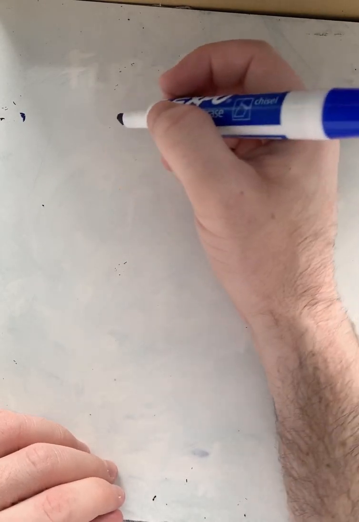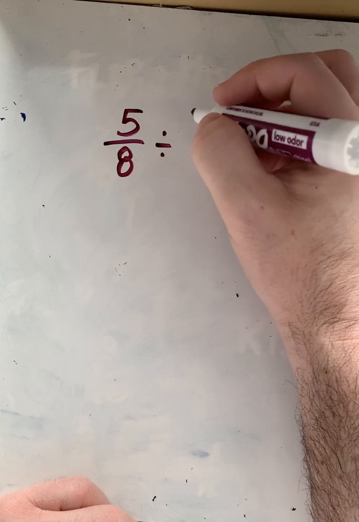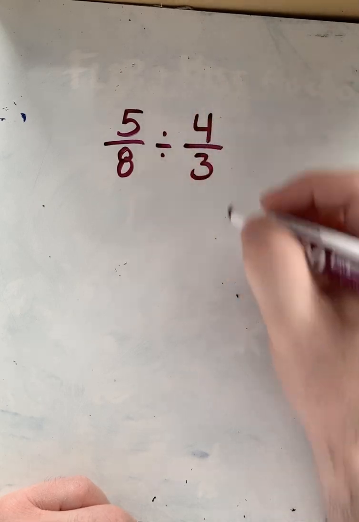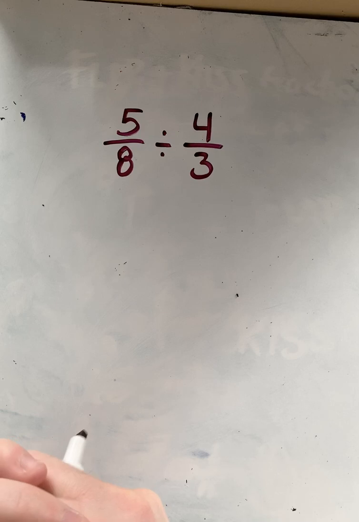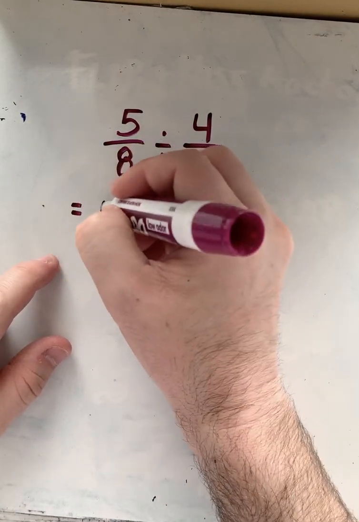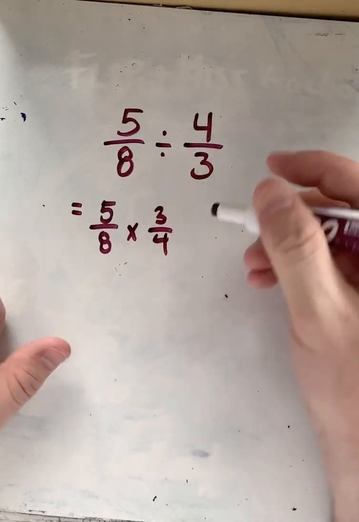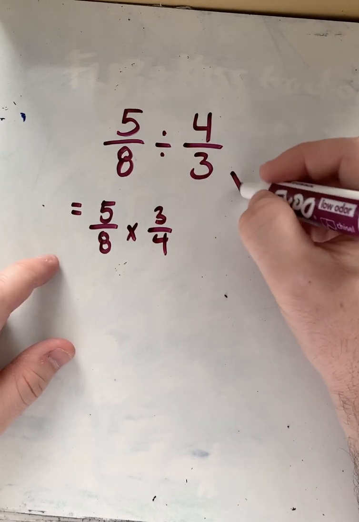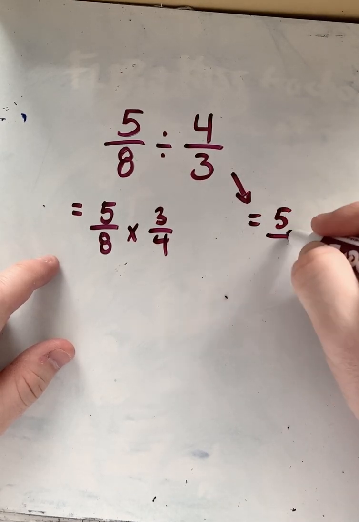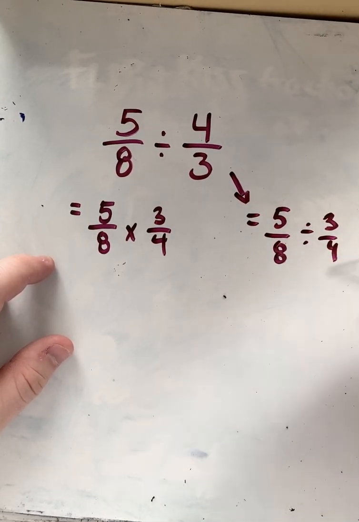Let's say we had one where there was one proper fraction and one improper fraction. So we're going to do 5/8 divided by 4/3. So first step is to flip. So I'm going to flip everything after this. So my next line will look like 5/8 times 3/4. You could, if you are still somebody who wants to work in smaller steps, your next line could look like this: 5/8 divided by 3/4, and then you could do the multiplication one.